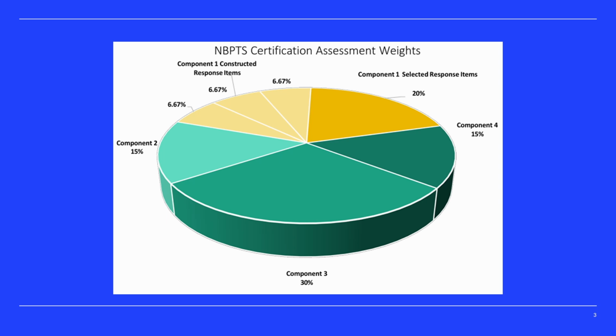So here you'll find a pie chart of the breakdown: Component 1, Component 2, 3, 4. I know I talked about Component 3 being the most important, but I think all of the components of the NBPTS certification are equally important, because without one, we can't have the other. But it just shows how much of the score is weighted in that percentage.